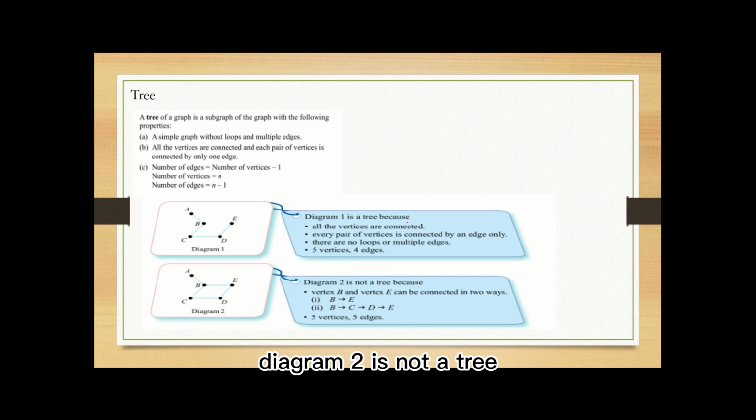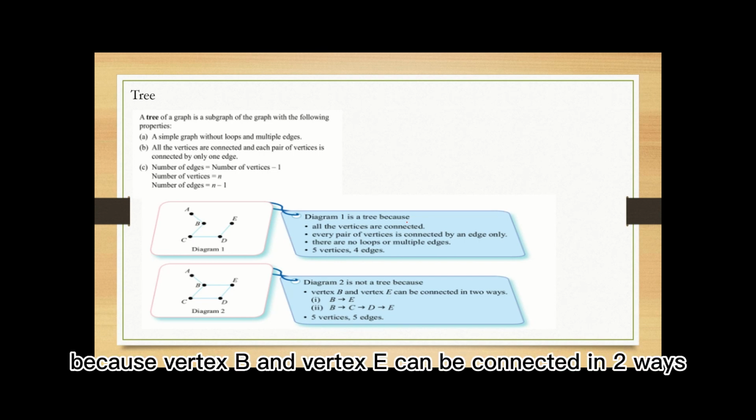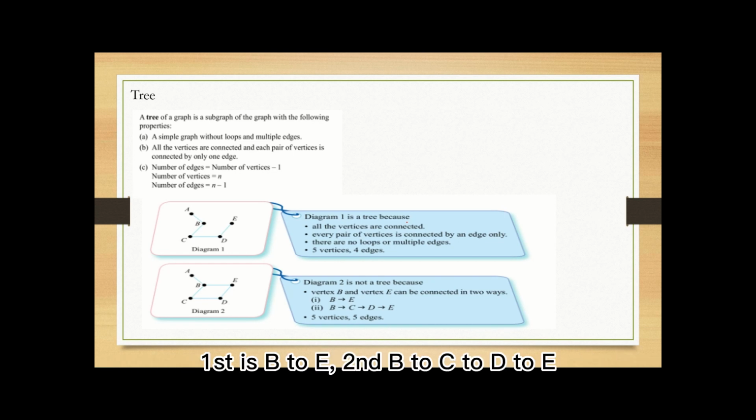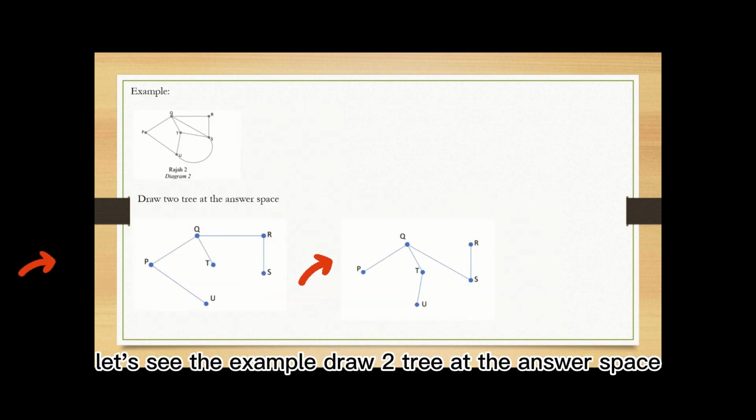Diagram 2 is not a tree because vertex B and vertex E can be connected in two ways. First is B to E, second is B to C to D to E. There are 5 vertices and 5 edges. Let's see the example. Draw two trees in the answer space.